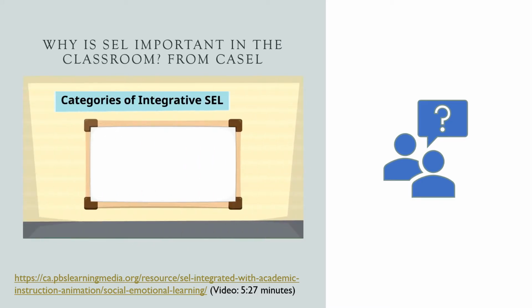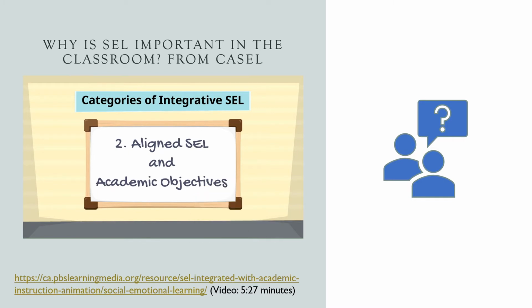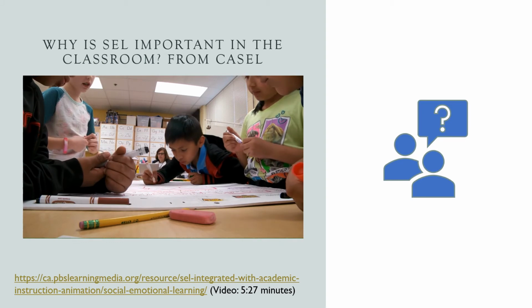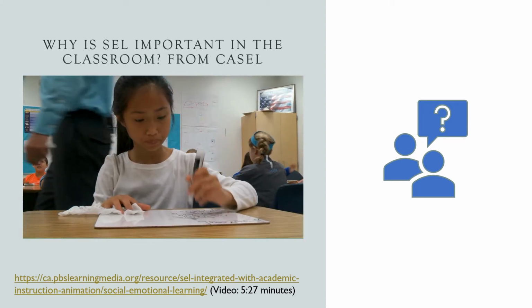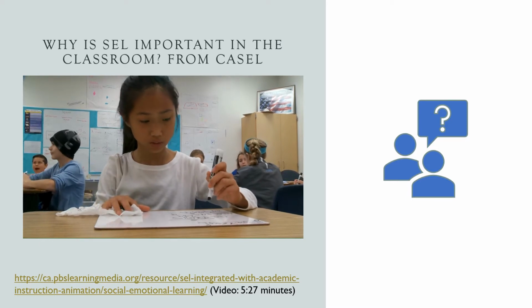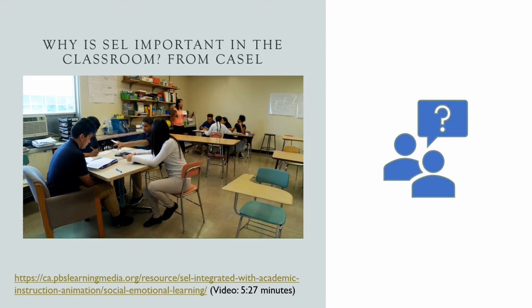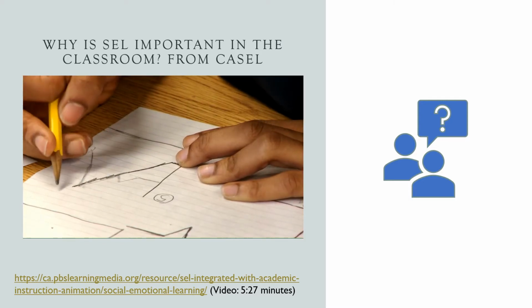These aligned SEL and academic objectives, the second category in integrated SEL instruction, commingle through group work, respectful debates, journaling, and lessons. A math class, for example, that looks at fractions can be treated in a very conventional way, which just says these are numbers of a kind and they are parts of wholes and displayed geometrically and things like that.